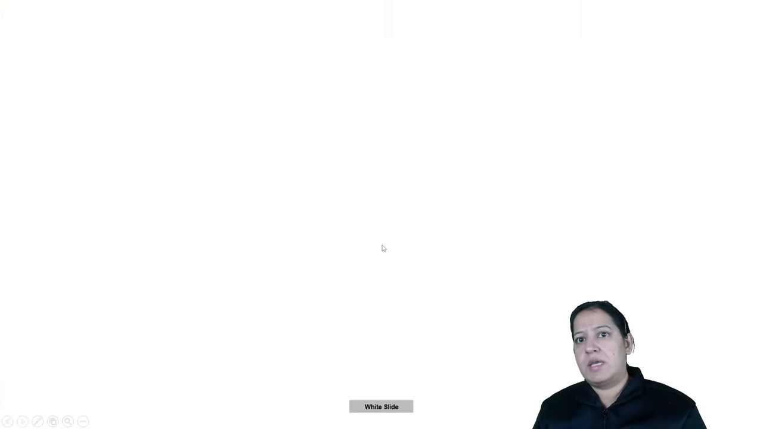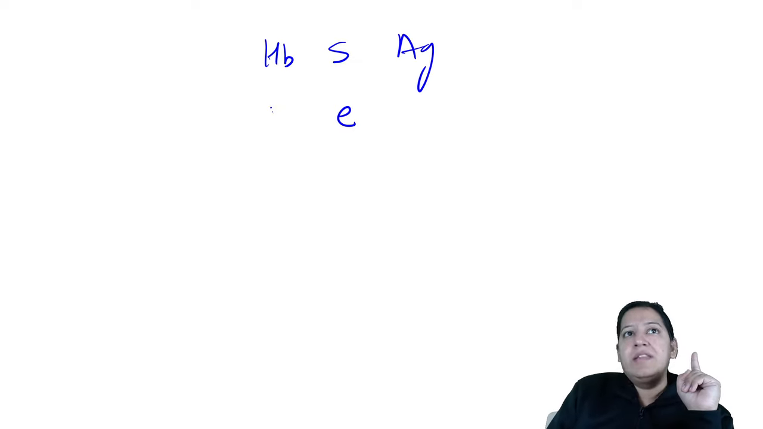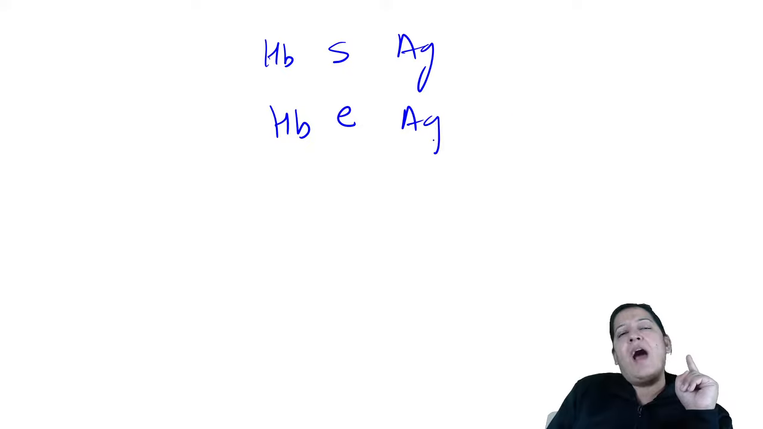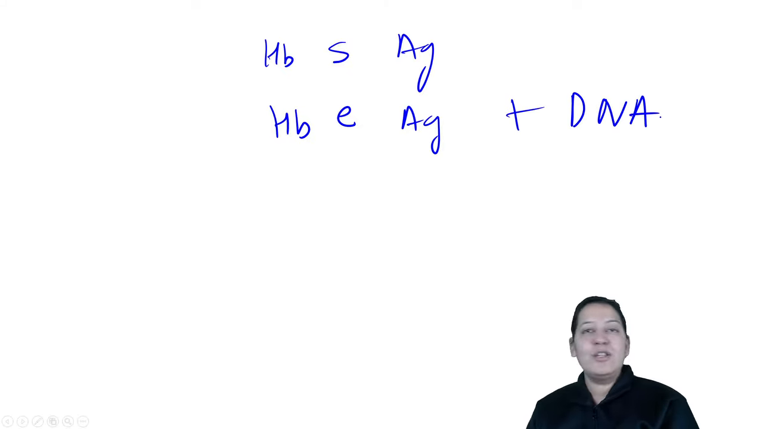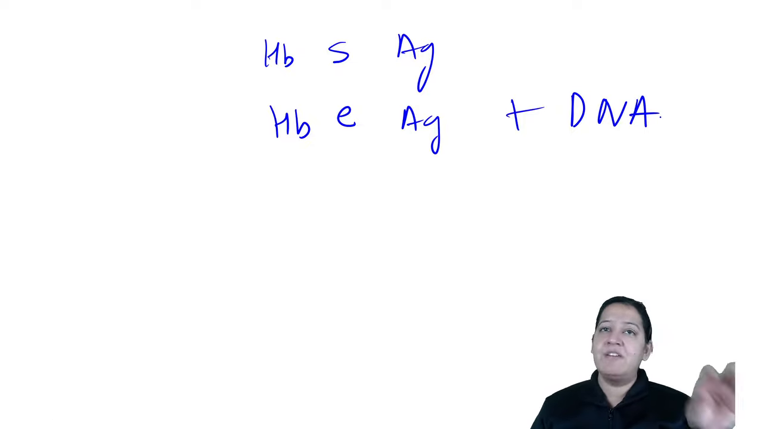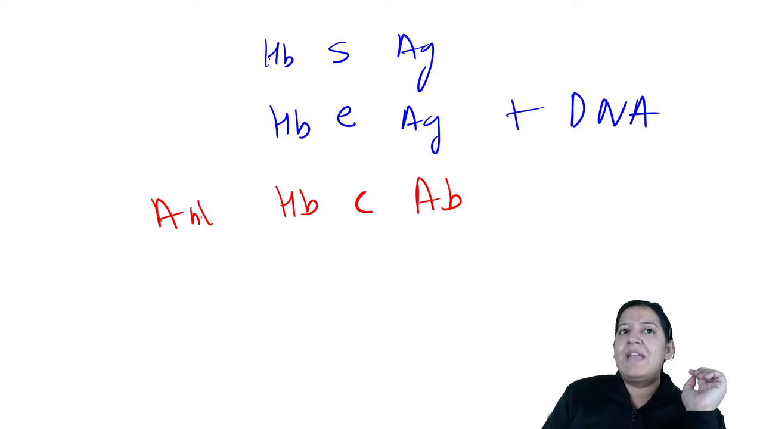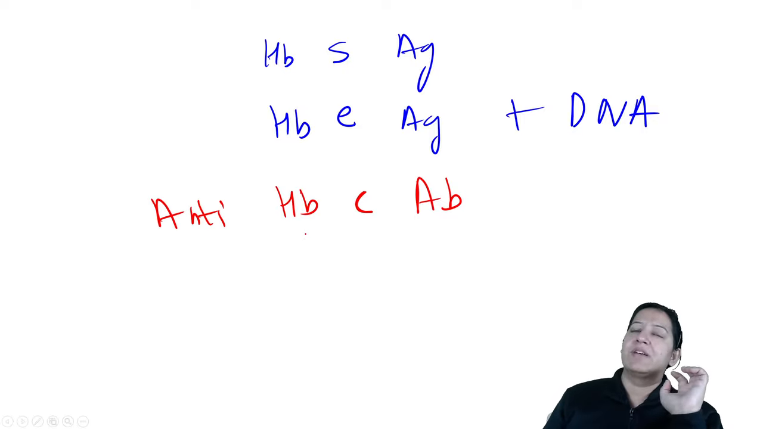So, okay, just a second. So first, what is coming? S antigen, then E antigen. So hepatitis S antigen, then hepatitis E antigen along with DNA. It is coming in the blood. Now antibodies will be formed. C does not come. C antigen is not coming. So the antibody of C comes first. The first antibody to come is C. Since C itself, the antigen, is not coming, the anti-hepatitis C antibody will come first. Now which type?